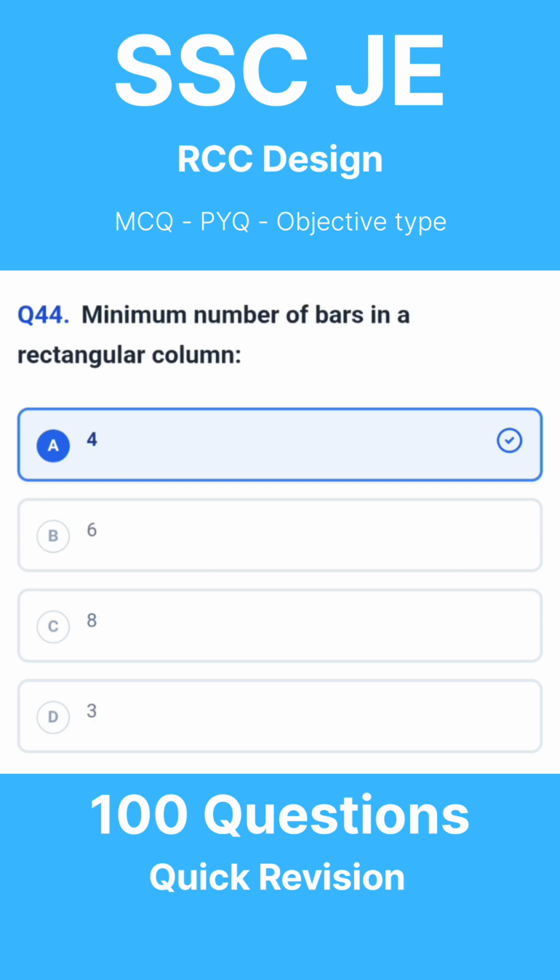Question 44. Minimum number of bars in a rectangular column. The correct answer is 4. Question 45. Minimum number of bars in a circular column. The correct answer is 6.